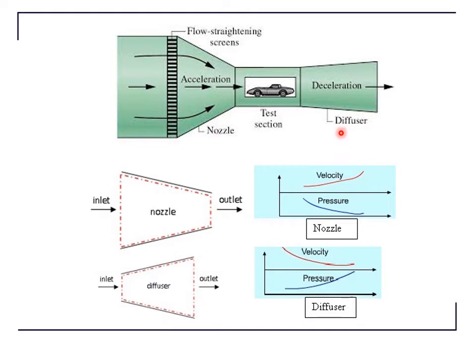There's another device called a diffuser. So diffuser is actually just another device which is operating the opposite way of how a nozzle is working. So you can see the inlet area is smaller than the outlet area, so that the air velocity will be decreased when it goes through a diffuser.